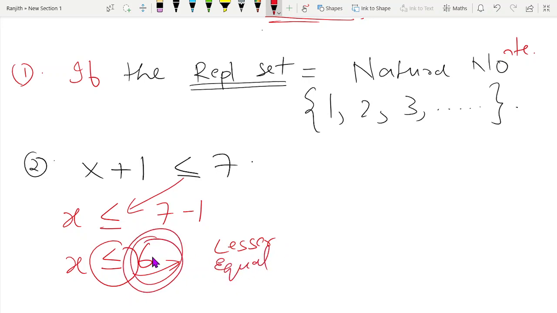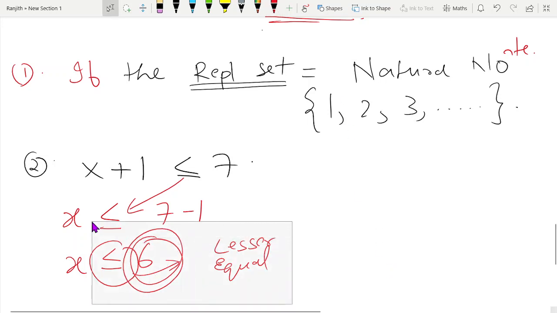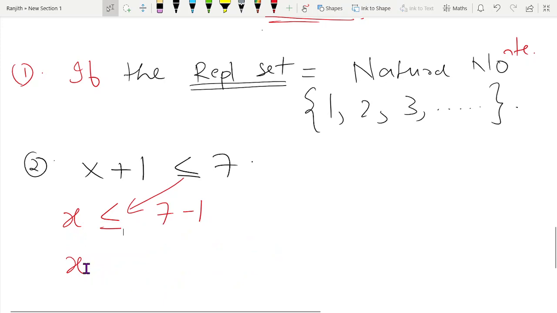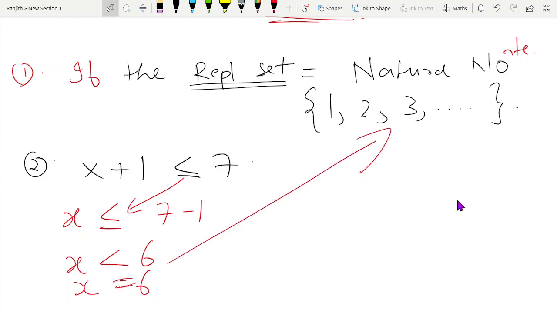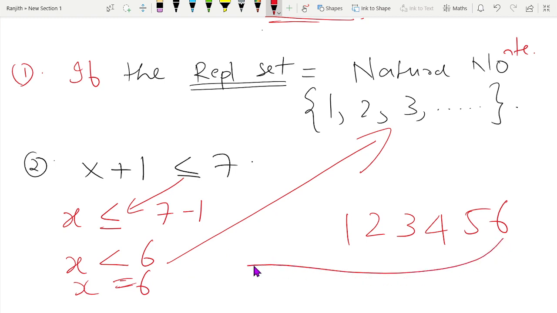So should I consider even 6? Yes, because is equal to is also given. Less than is also given. So when I split this, the actual meaning is x is less than 6 and x is also equal to 6. So what are the numbers I have to choose from this? 6, 5, 4, 3, 2, 1. Why did I choose 6 here? Because of the equal to.